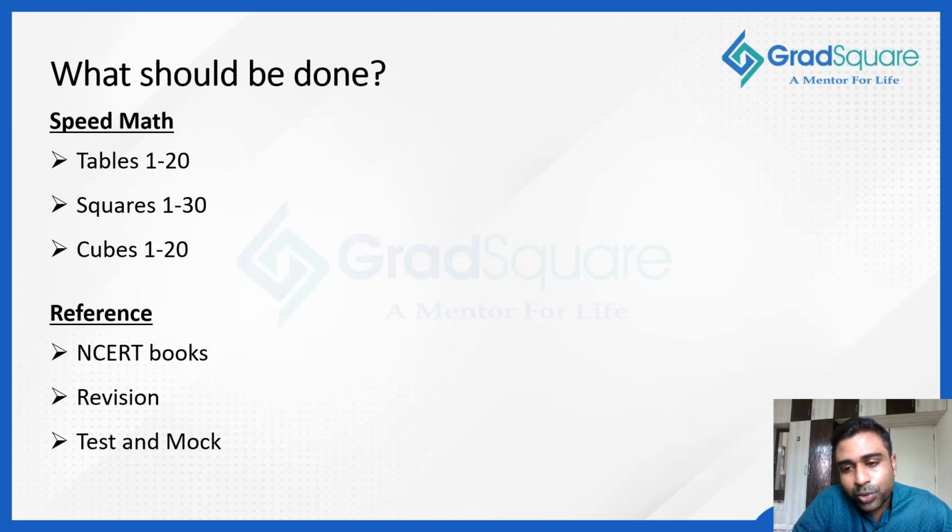And that's all about the quant module of CUET general test. And what should be done to ace this topic? I would like to start with speed math. One should memorize tables from 1 to 20, squares from 1 to 30, and cubes from 1 to 20. Why are these essential is that whatever topic we are dealing with, ideally we are going to end up with basic arithmetic operations to calculate the solutions. So memorizing these things help you to solve the questions at a faster rate. Since it is a time-based exam, speedy calculation plays a crucial role here.